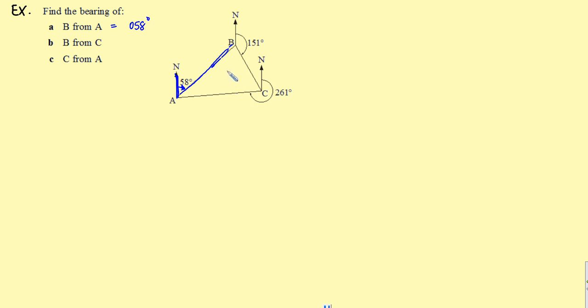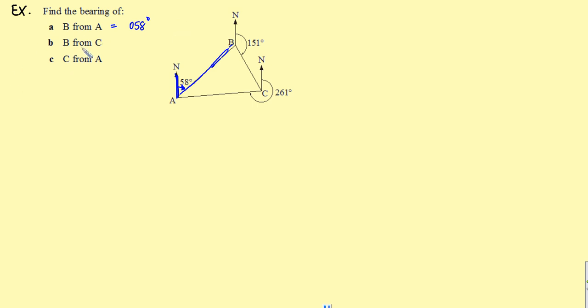One of the things that needs to be remembered is that when we are looking at bearings, we're always going to write bearings in terms of 3 digits. So if we have a 2-digit degree, for example 58 degrees, we will place a 0 in the front of that to turn it into a 3-digit number. And a 3-digit number, obviously, will just have its 3 digits for the bearings.